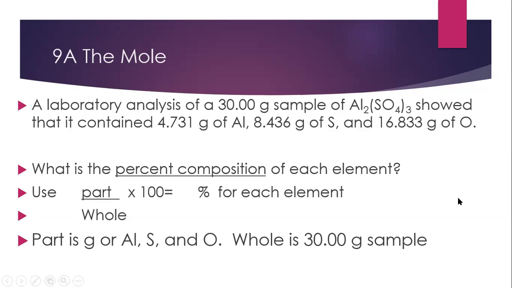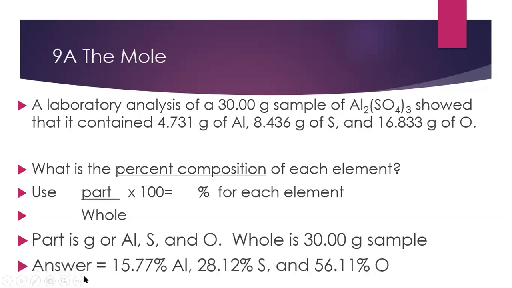And it says the answer is 15.77% aluminum, 28.12% sulfur, and 56.11% oxygen. So percent composition is not too difficult.